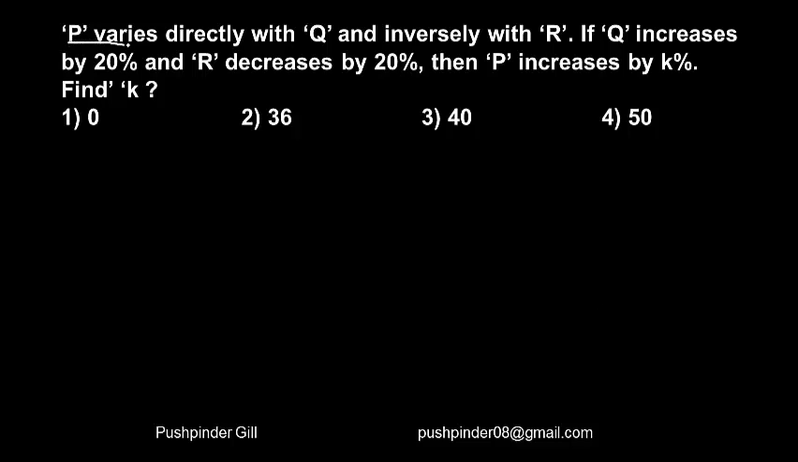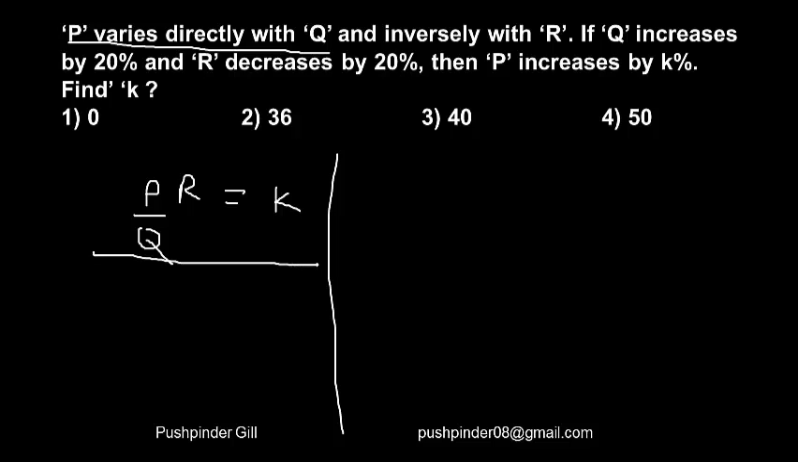Now P varies directly with Q. That means P upon Q is a constant, and inversely with R, that means R comes and the product is equal to a constant, right? So I hope everyone understood this. Very easy. If Q increases by 20% and R decreases by 20%, fine. So P, what is happening? Q is increasing by 20%. That means Q is getting multiplied here by 1.2. Fine. So Q is getting multiplied by 1.2.